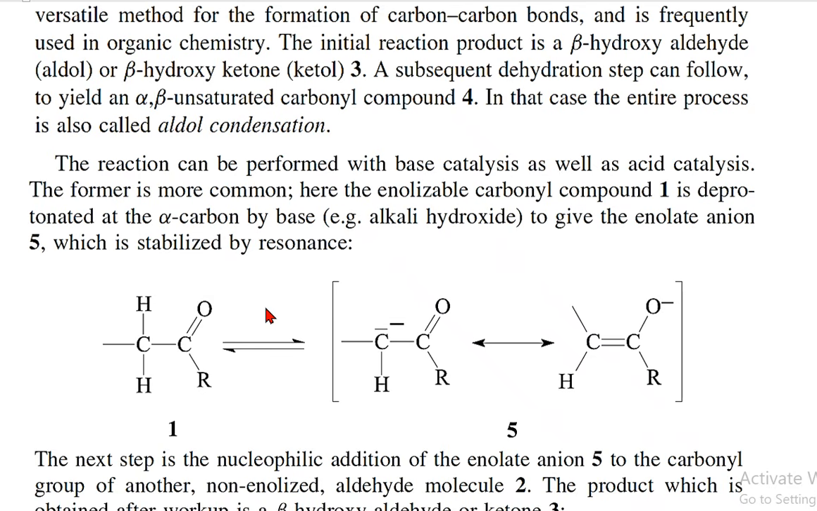Here, the enolizable carbonyl compound 1 is deprotonated at the alpha carbon by base. So by base, we remove this proton, this or this, to give you a carbanion, to give you an enolate anion, and this enolate anion is stabilized by resonance.